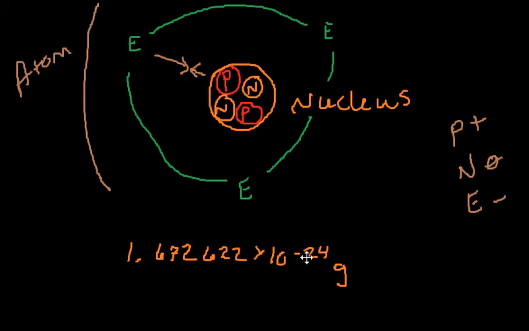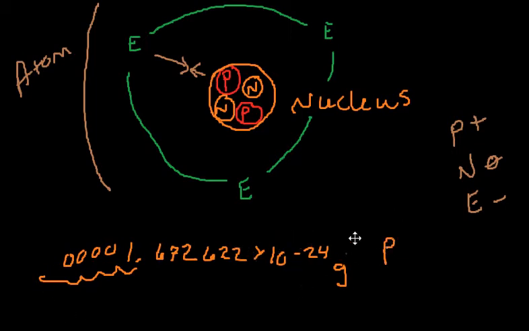1.672622 times 10 to the negative 24. So if I could move my decimal over this way and count 24 and add in a whole bunch of zeros, I would be off the page. So you get the idea, though. You get how small of a piece of mass we're talking about here. So that is for our proton.